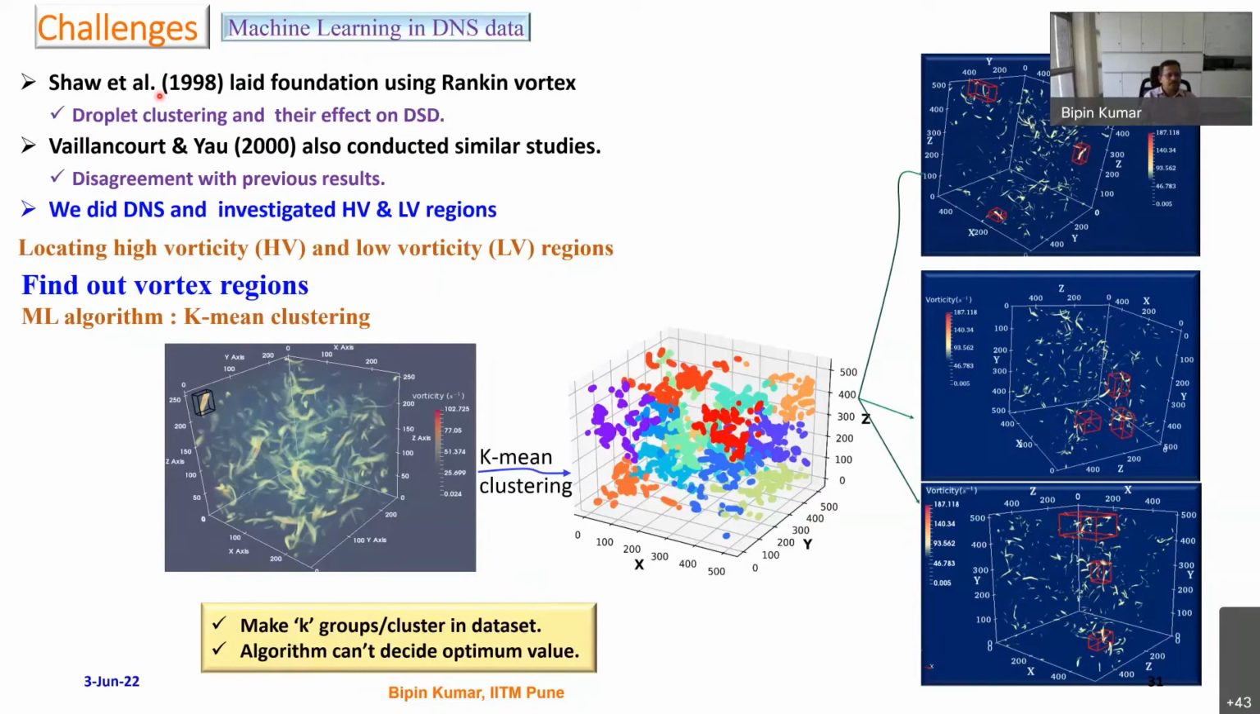But as I said, later on, Wellington did a first DNS during 2000 and 2001, and he also did this kind of study. It was a small domain, but he did not agree that half of the area is the high vortex.